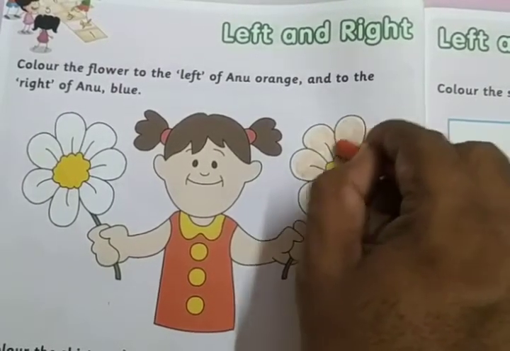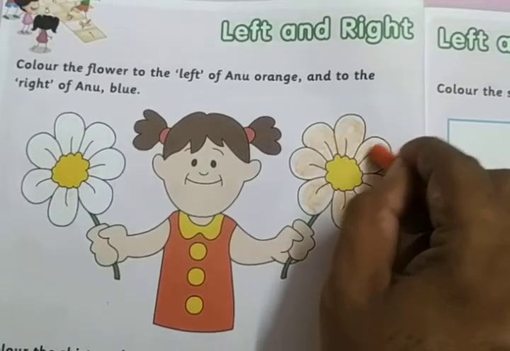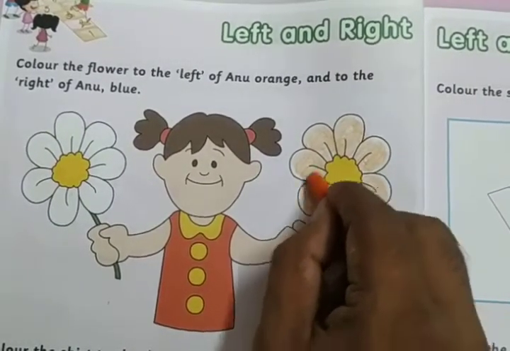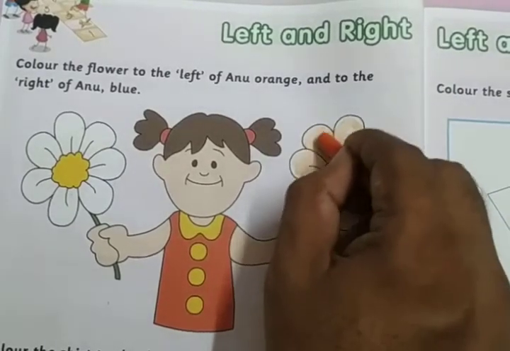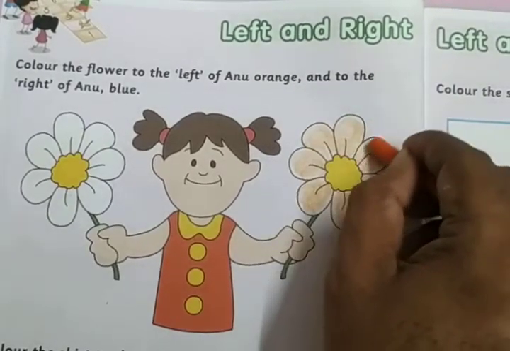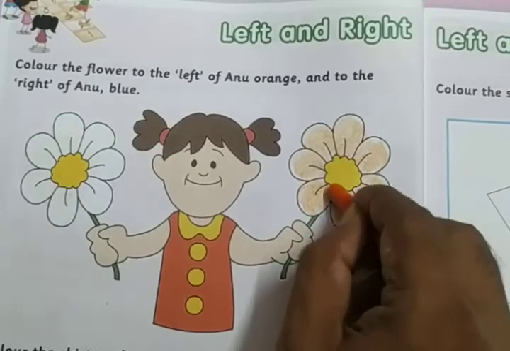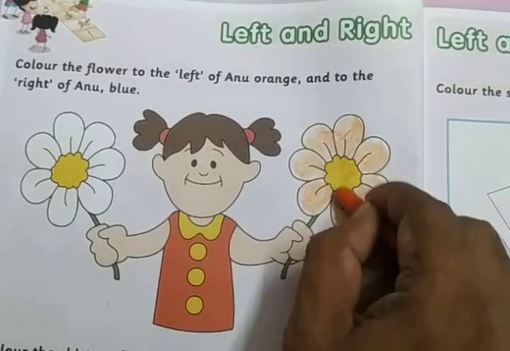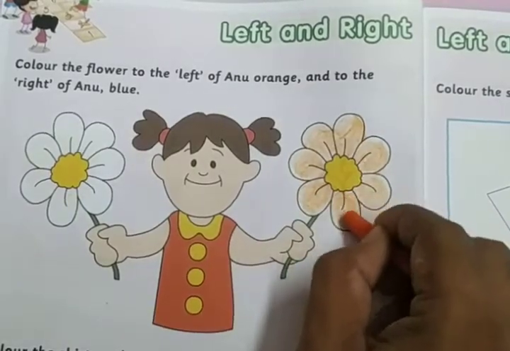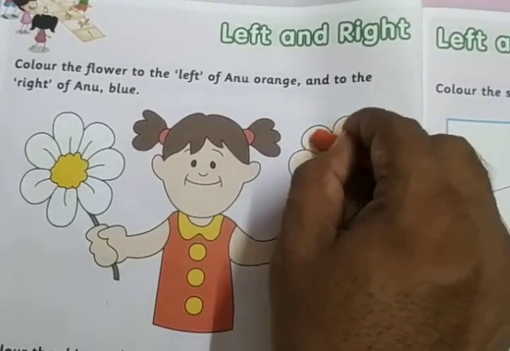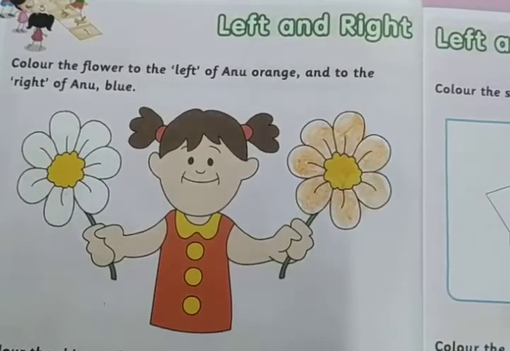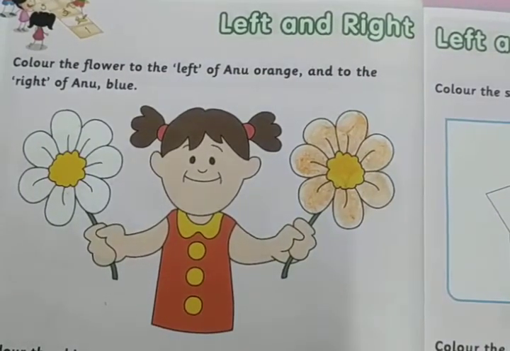This is left hand side of Anu. She is Anu. This is her left hand side. So left hand side orange color flowers. You have to fill with the orange color. Okay, got it? Right, this is orange color.